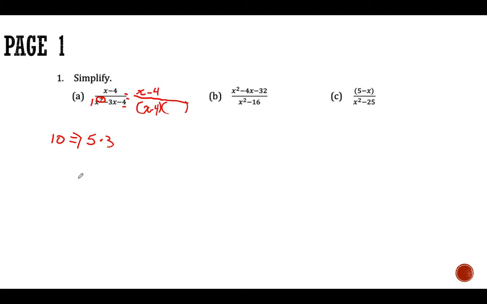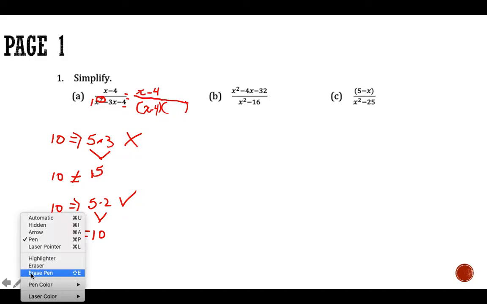You're wrong, right? When you tell me that's not true, how do you know it's not true? Because when you multiply 5 and 3 together, you get 15, which does not equal 10. But if I ask you to factor 10, and you tell me 5 times 2, right? So this is wrong. This is right, because when I multiply 5 times 2, I get 10, which is equal to the original expression.